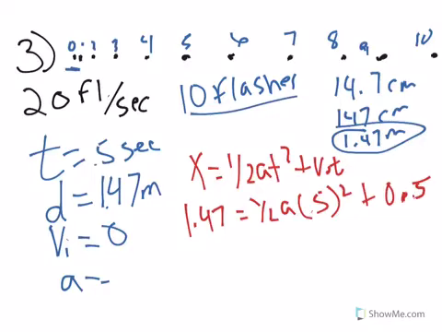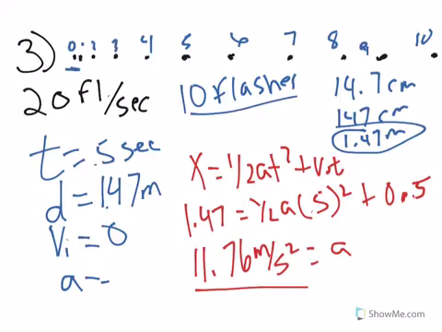And if we solve for a, you should get 11.76 meters per second squared equals a. And if you're off by just a little bit, it's not a huge deal. It's not like you're going to get the problem wrong if you're off by like 0.2 or something like that. It should be okay.